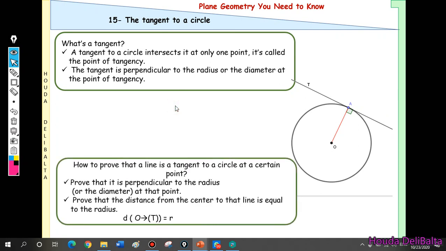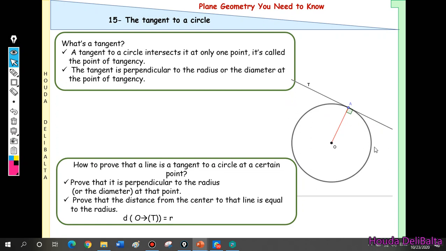So how do we prove a tangent? How do we prove that a line is a tangent to a certain circle? To prove that a line is a tangent to a certain circle, we have to prove first of all that it is perpendicular. There is a right angle between the line and the radius at the point of tangency, and we have to mention that the distance from the center to that line is exactly equal to the radius, and it's written like d(O, t) equals exactly the radius, where d means the distance, O is the center, and t is the line, which we usually call t.